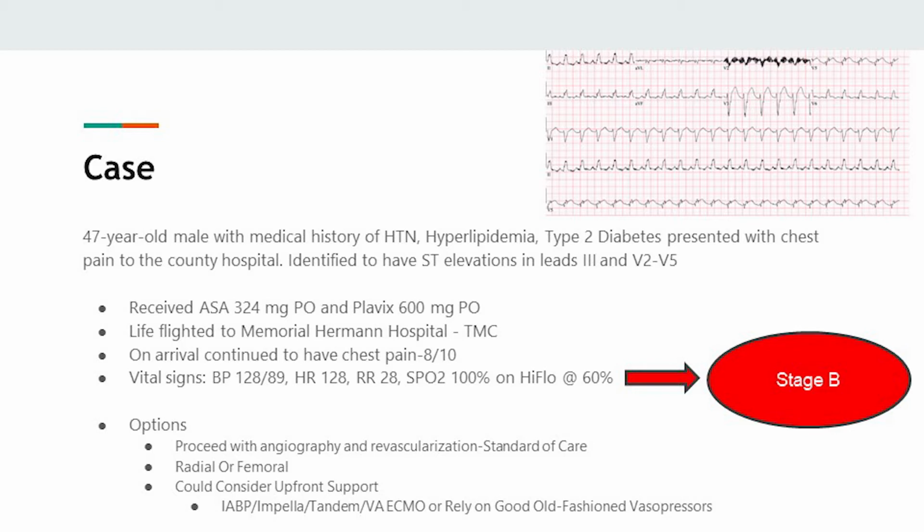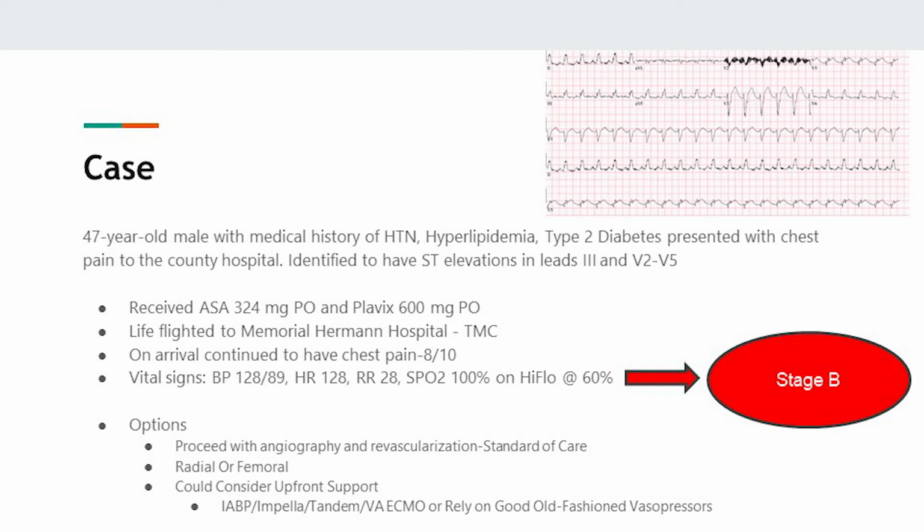They do not have a cath lab, so he was life-flighted to the Memorial Hermann Hospital here in the medical center. On arrival, he was continuing to have chest pain, and as you can see, he began to have hemodynamic markers which would indicate that he was in stage B cardiogenic shock. He was also in respiratory failure. At that time, we decided to perform revascularization, which is the standard of care, and we were going to do that radially because he has a STEMI, which is the standard of care at our hospital.